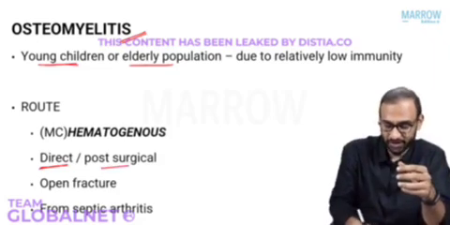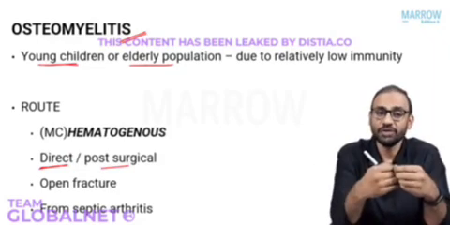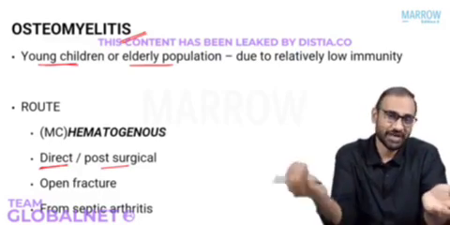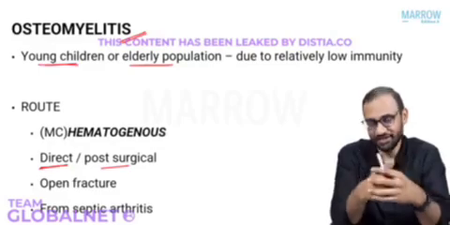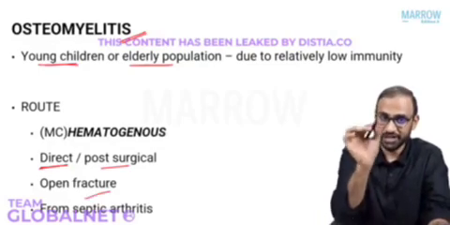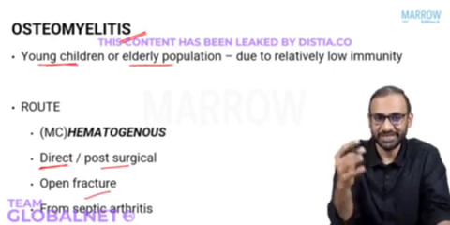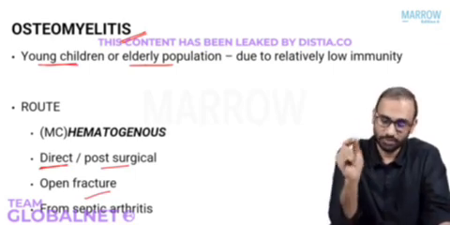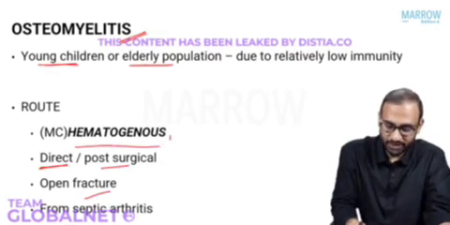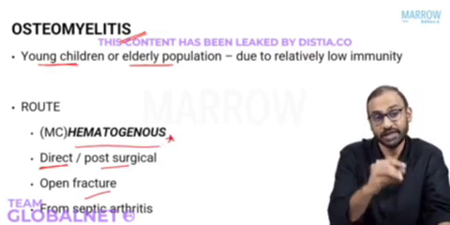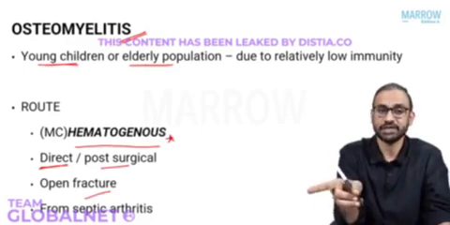So post-surgical or iatrogenic. Sometimes because of an open fracture. There was a trauma. The fracture is open. It is exposed to the environment. The organism will enter the bone and cause infection. Or from septic arthritis. As in from the joint, the infection has moved into the bone. Right? These are the sources. But remember, the most common source or the most important source is hematogenous. So there is a pre-existing infection in your body that has reached the bone through the bloodstream.